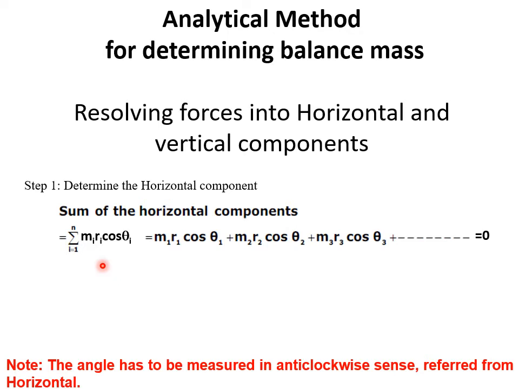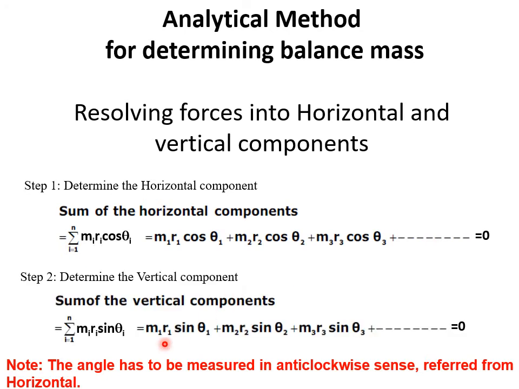So with this, you can see step 1, resolving the forces into horizontal and vertical components. Here we use sigma mi ri cos theta i, which is equal to m1 r1 cos theta 1 plus m2 r2 cos theta 2 plus m3 r3 cos theta 3, and so on up to mb rb cos theta b. The second step would be to determine the vertical components, given by sigma mi ri sin theta i, which is equal to m1 r1 sin theta 1 plus m2 r2 sin theta 2 plus m3 r3 sin theta 3, and so on up to mb rb sin theta b.